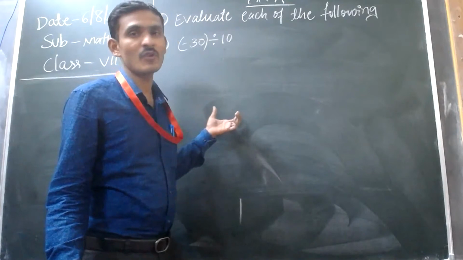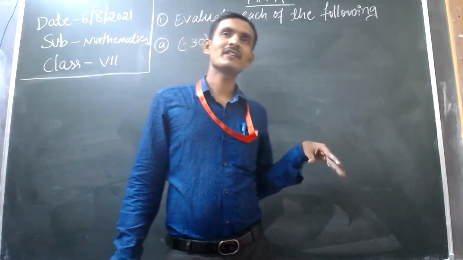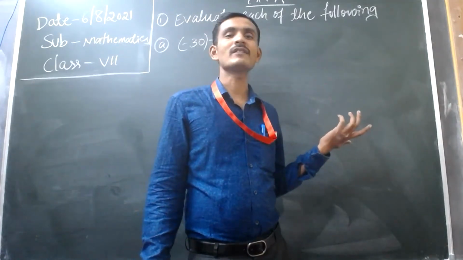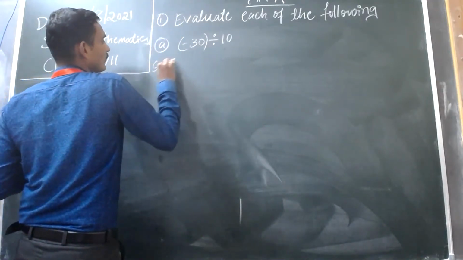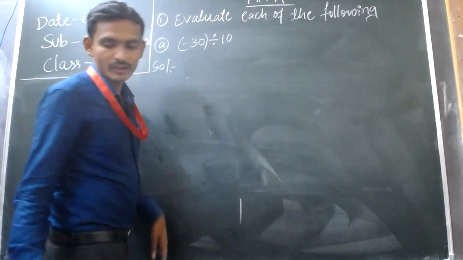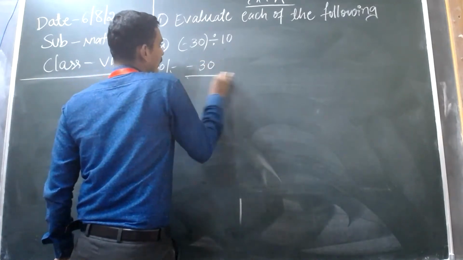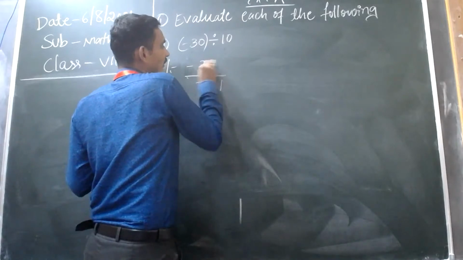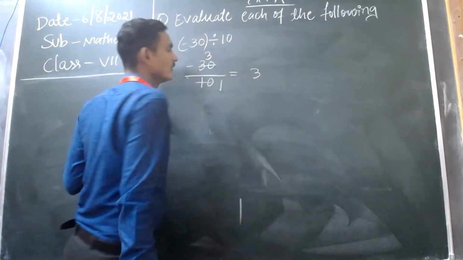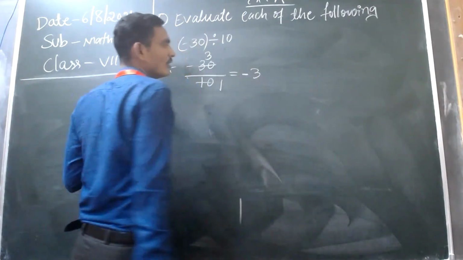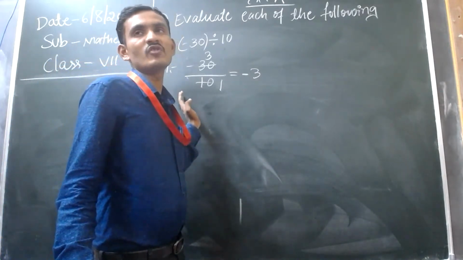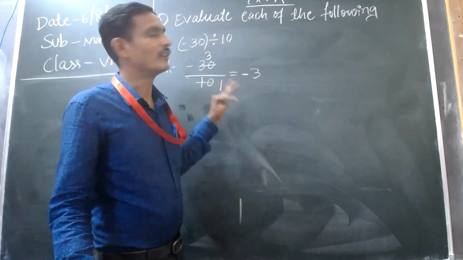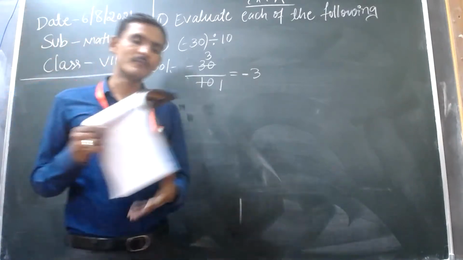So it becomes the first case. When one is a negative integer and another one is a positive integer, you have to divide the whole thing, then put the sign of a negative. So, solution: minus 30 divided by 10. You can directly cancel with the 10 table: 10 threes are 30, so 3 I will write. Which sign do we put here? We put negative, because in the first case we explained that when one is a negative integer and another is a positive integer, we divide the whole thing and write a negative sign in the answer. Now we'll go to the second one, B.